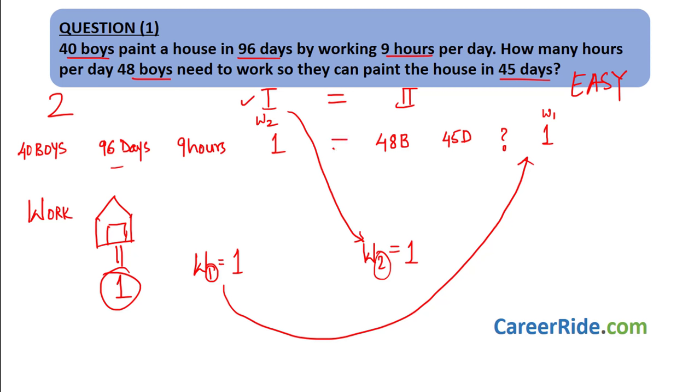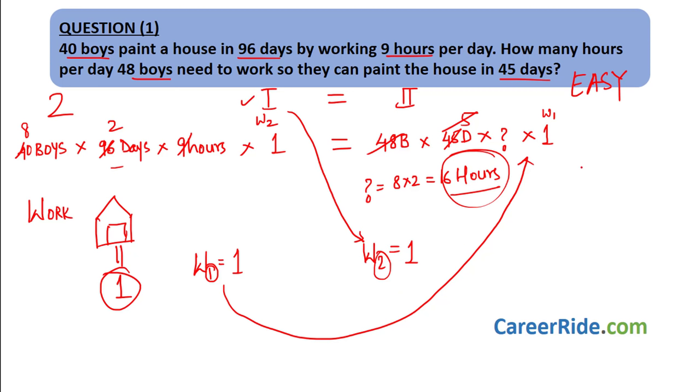Now we just need to equate these two, right? And now multiply the left hand side values with each other, multiply the right hand side values with each other. This is the formula. Let's solve it. 9, 5s are 45, 48, 2s are 96, 8s are 48. So what we get is question mark equals 8 into 2 equals 16 hours. So 48 boys take 45 days to paint the house if they work 16 hours per day. Did you get it? So 16 hours is the answer.